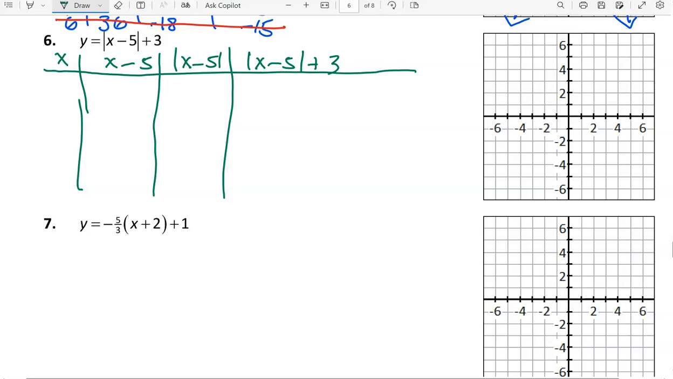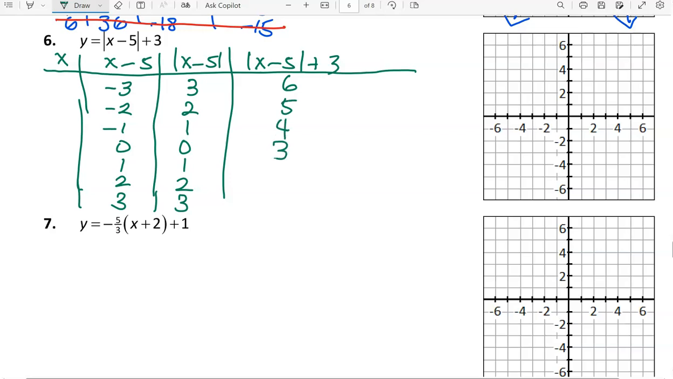And when I'm considering absolute values, I need to make sure that I'm taking the absolute value of some negatives and some positives. So since x minus 5 is what we're taking the absolute value of, I want to make sure that that sees some negatives and positives. Take the absolute value to get the next column, and then add 3 to each to get the next column. And lastly, to move from x minus 5 to x, add 5.